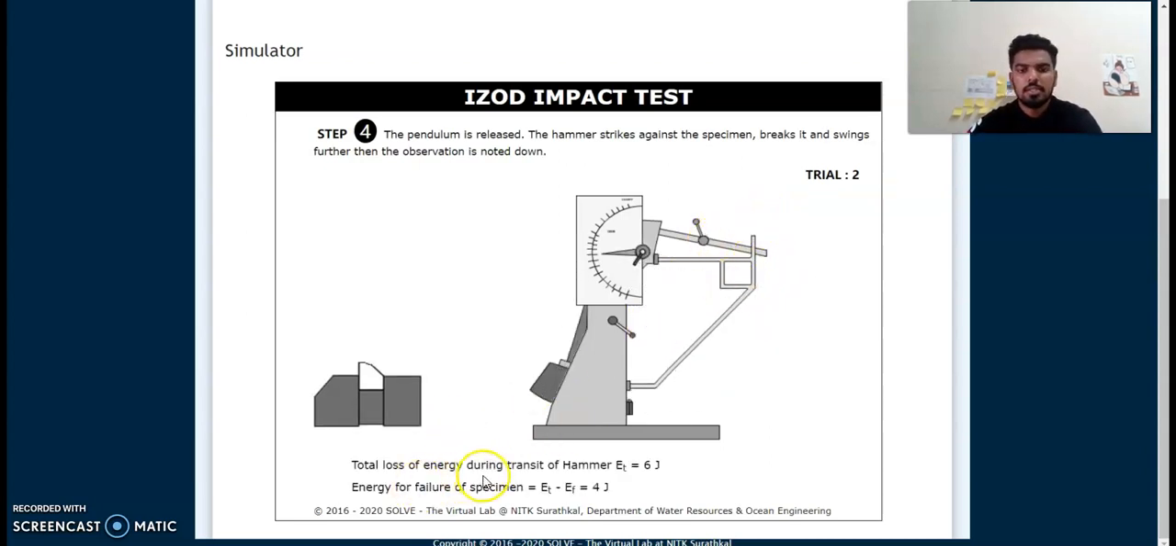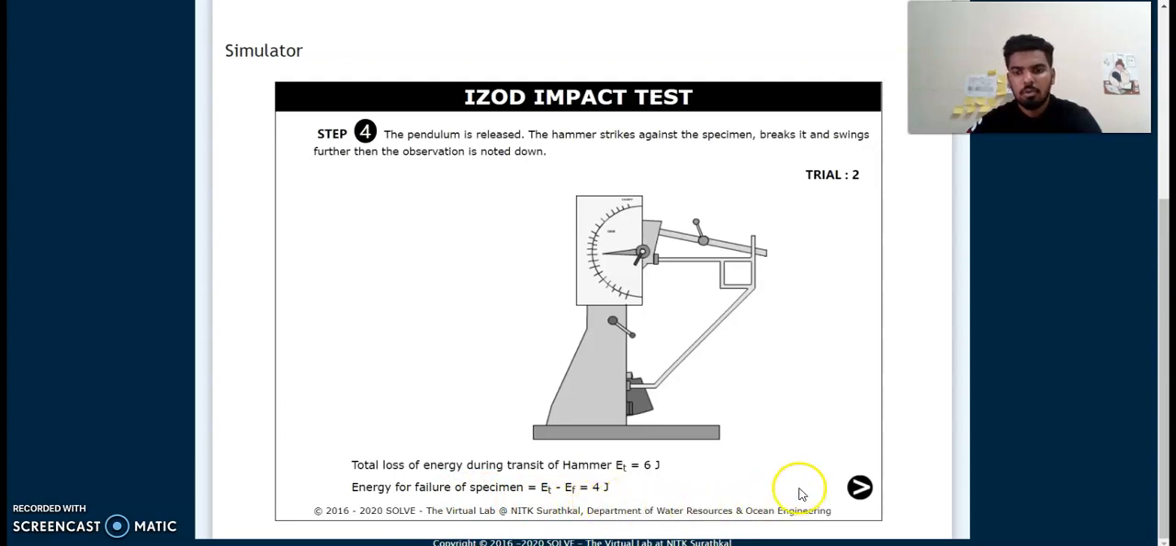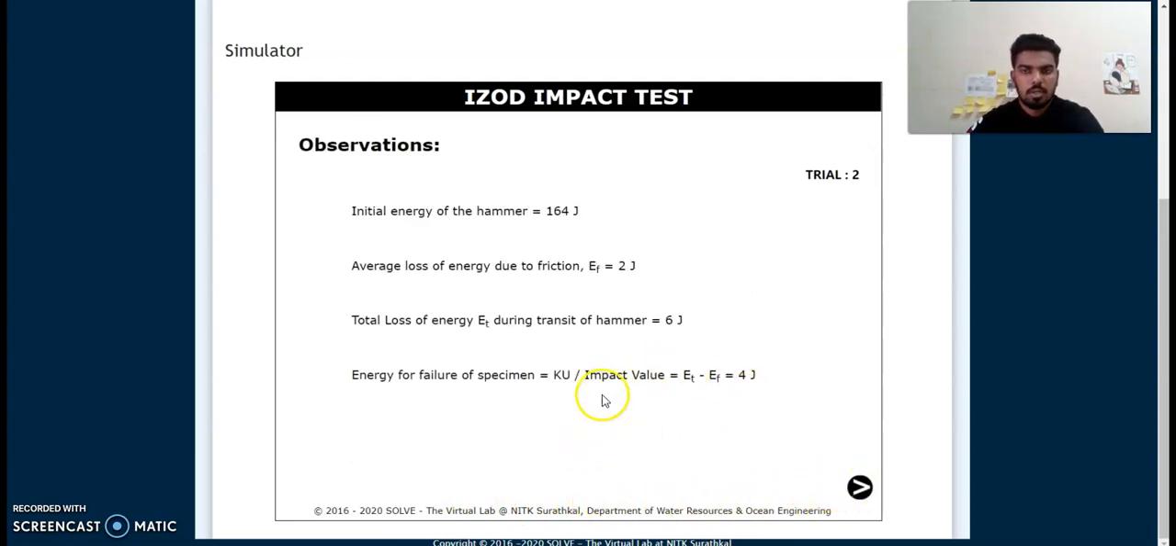Total loss of energy during transit of hammer is 6 joule. Energy for failure of specimen is 4 joule. Trial 2. Initial energy of the hammer is equal to 164 joule. Average loss of energy due to friction is equal to 2 joule. Total loss of energy during transit of hammer is equal to 6 joule. Energy for failure of specimen, the impact value, is equal to 4 joule.